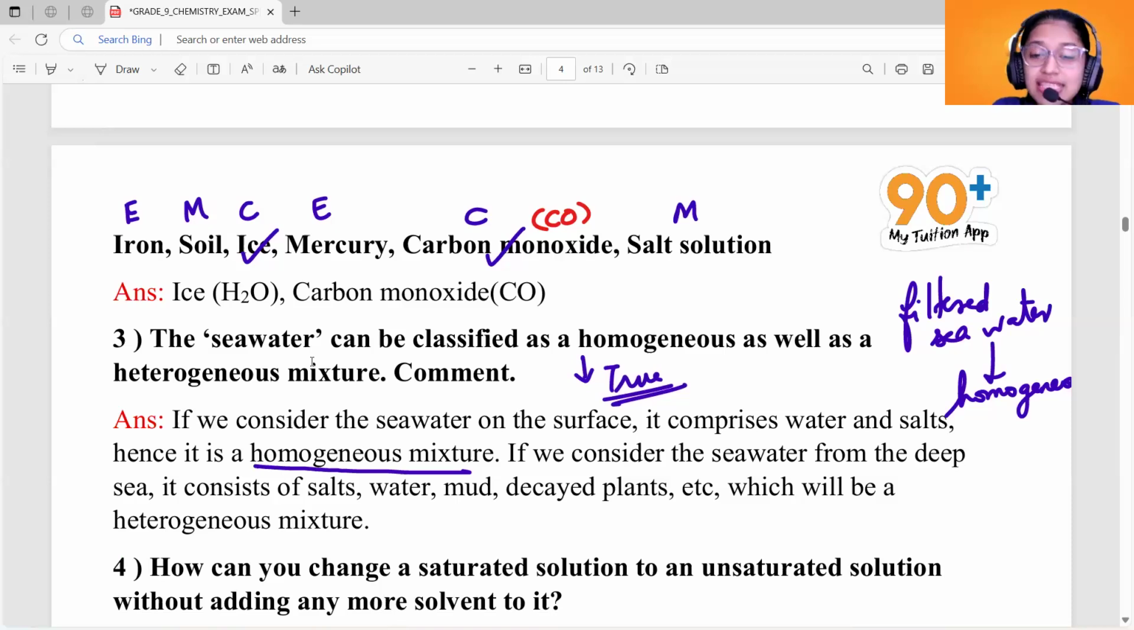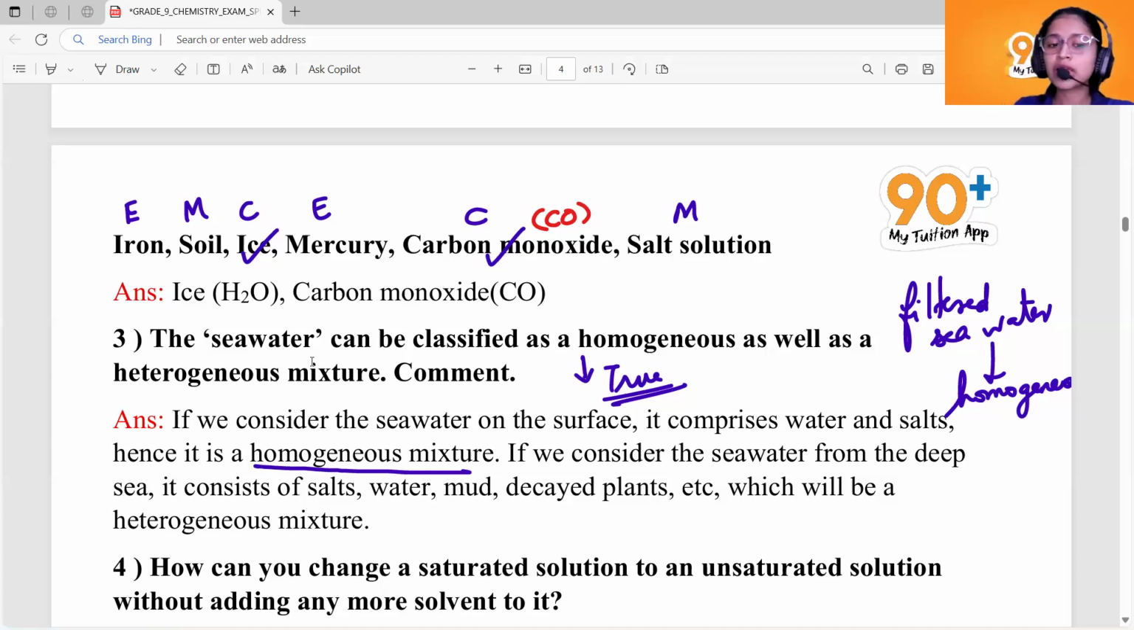How can you change a saturated solution to an unsaturated solution without adding any more solvent to it? Now, what is a saturated solution? You might be recollecting your memory right now, right? A saturated solution is a solution in which no more solute can be dissolved at a given temperature. That solution has attained its saturation. No more solute can be dissolved in it. Now, what is the question? We have to change a saturated solution to an unsaturated solution. What is an unsaturated solution? A solution that can dissolve more solute at a particular temperature. It can dissolve more solute.